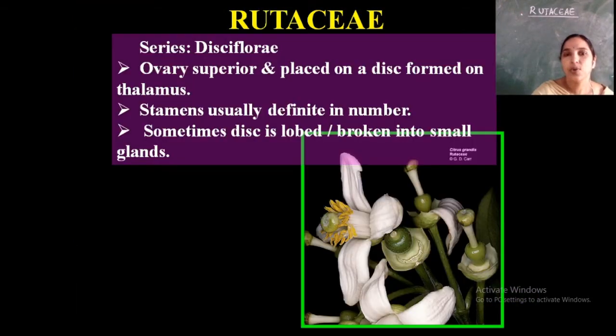Why is it included in Disciflorae? Its ovary is superior, placed on a disc formed on the thalamus. That is very important. You can see in the image how it is put. There is a disc, and the ovary is placed on the disc. Then stamens are indefinite in number. Sometimes the disc may be lobed. This is the disc, and you can see how the ovary is arranged on the disc.